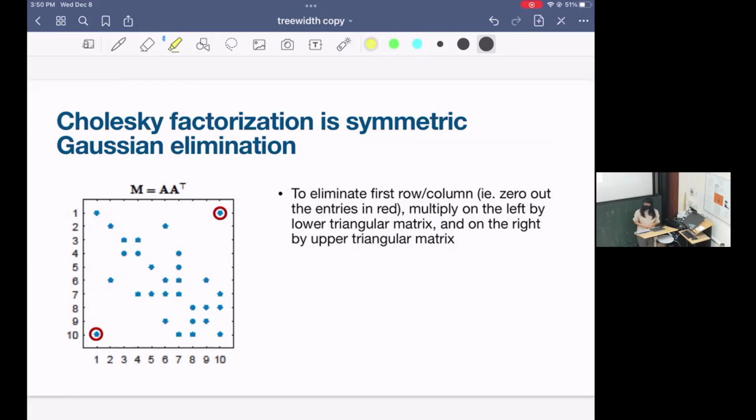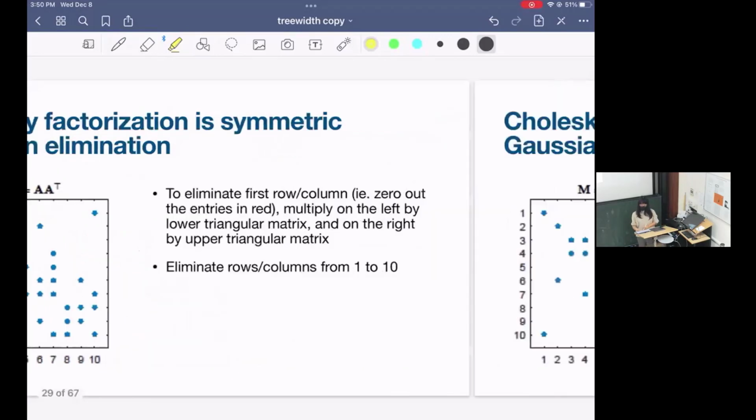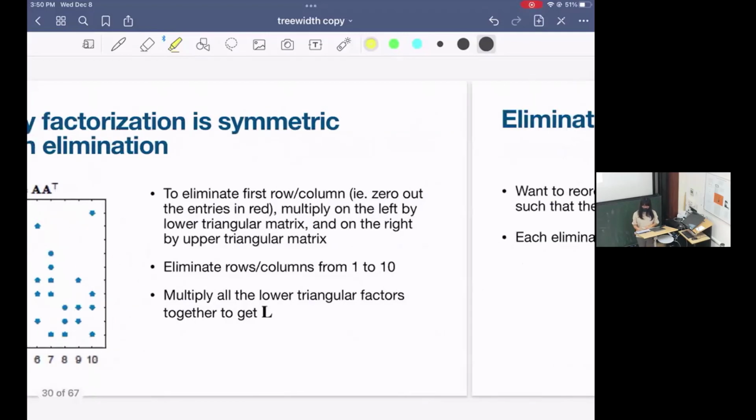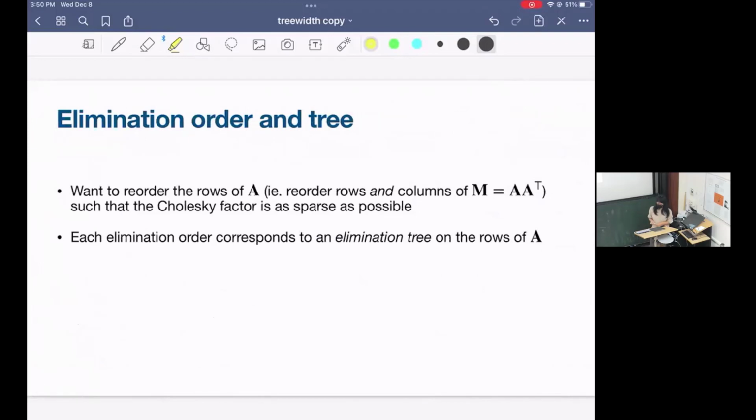Then to eliminate the top right corner entry, you do the same thing, but multiplying by an upper triangular matrix on the right. Basically, we're just going to eliminate the rows and columns from 1 to 10. This gives us a sequence of row-column operations, and when you multiply them together, you get this factor out. Like I've said already, we want to reorder the rows of A so that when we do this factorization, we end up with fewer non-zero entries.